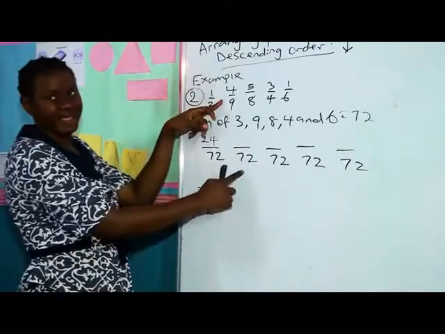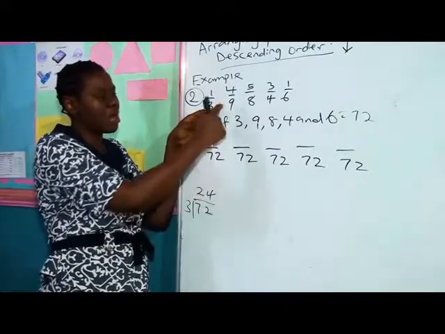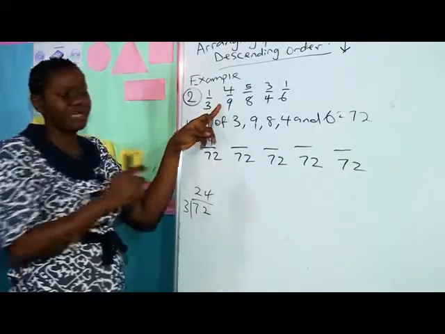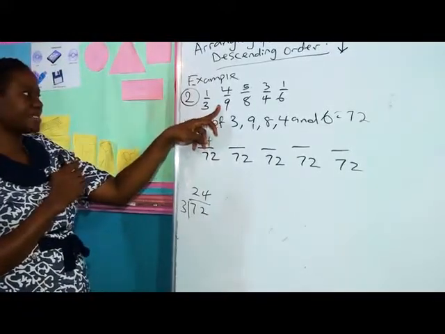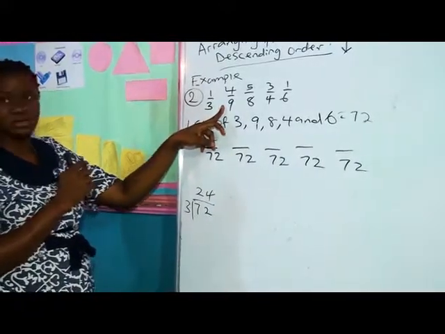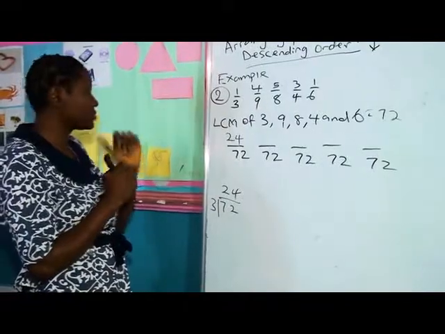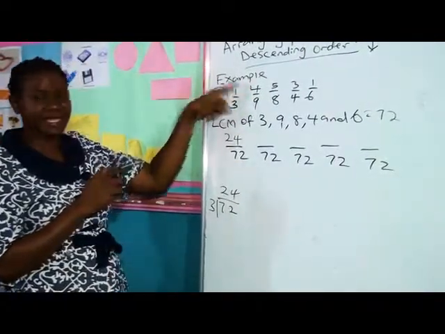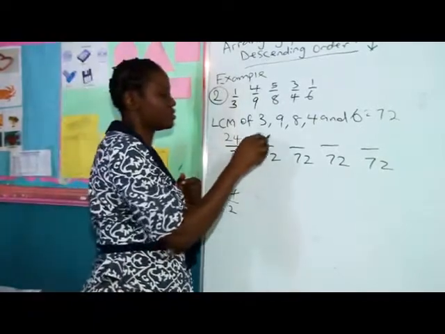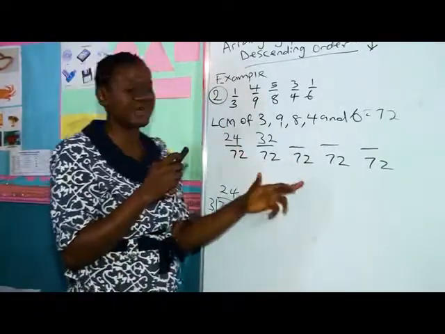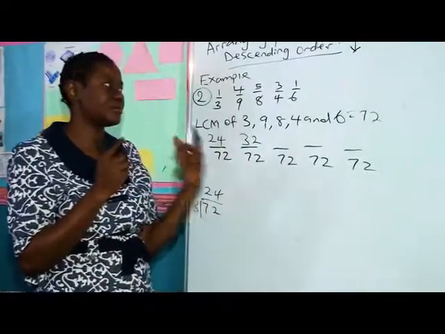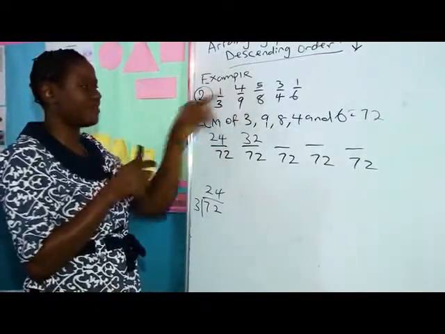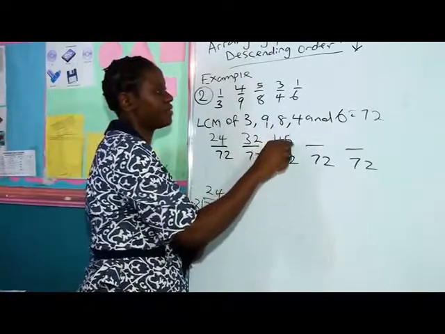How many 9s can I find in 72? That would be 8. 9 times 8 gives us 72. So 8 times 4 is 32. How many 8s can I find in 72? 9. Then 9 times 5 would give us 45.